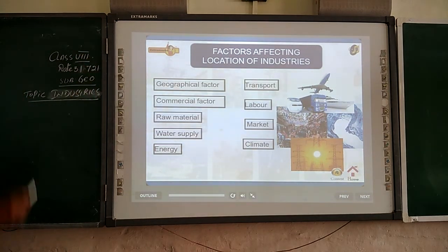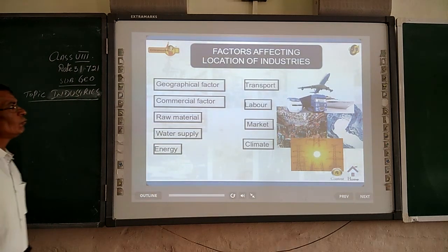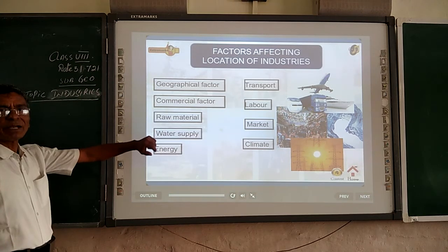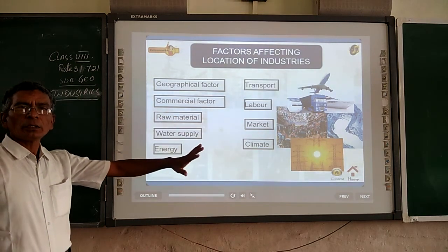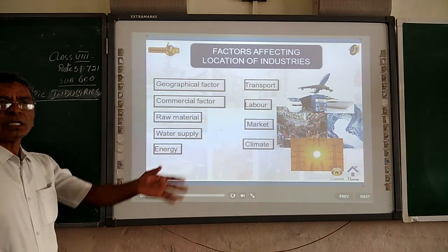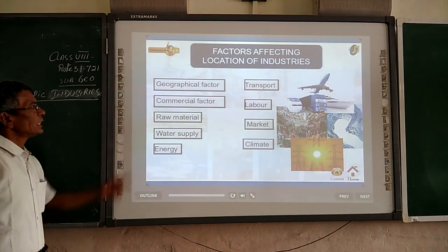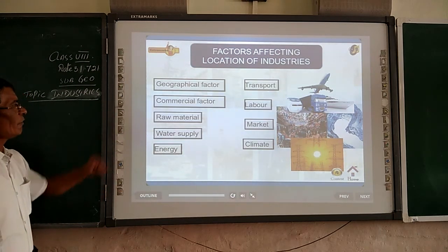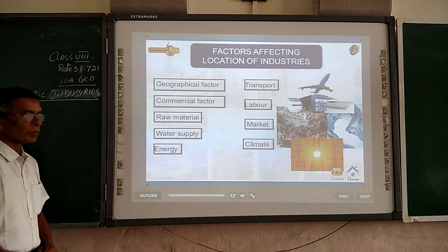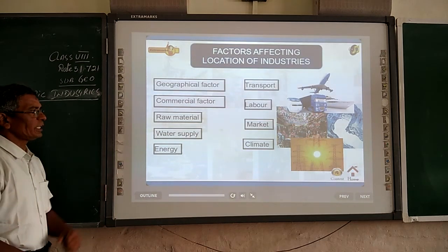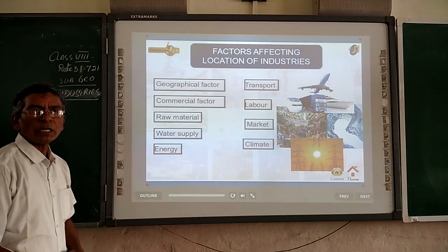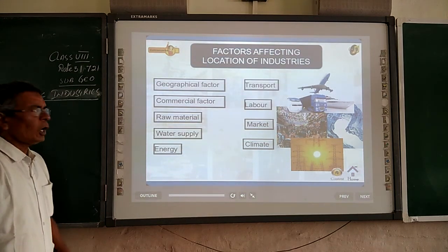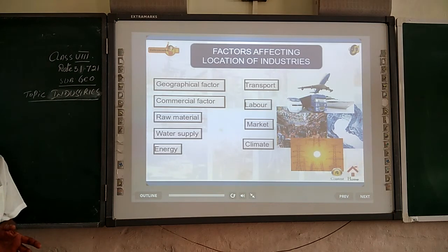Take any factory, wherever you want to start an industry. Before you select the place, you need to consider certain factors. What are the factors? The following factors are very essential to start or establish an industry in a particular place: geographical factors, commercial factors, raw materials, water supply, electricity, climate, market, labor, and transport. You have to see all these angles.